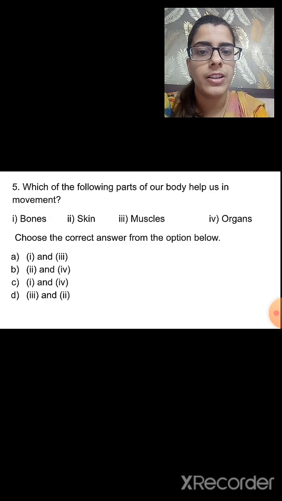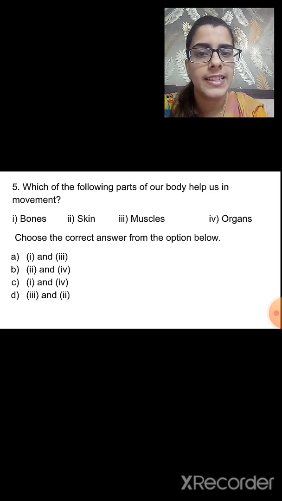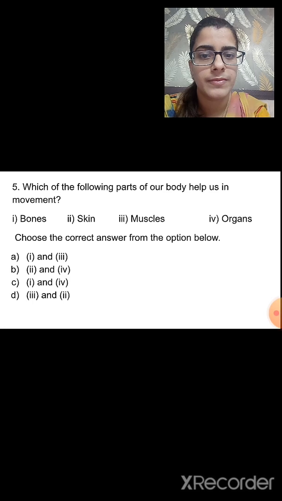Is it A. 1 and 3? B. Is it 2 and 4, that is skin and organs? Is it C. Bones and organs? Or is it D. Muscles and skin? So, what is responsible for the movement in our body? The correct option is option number A, that is bones and muscles both are responsible for the movement in our body.